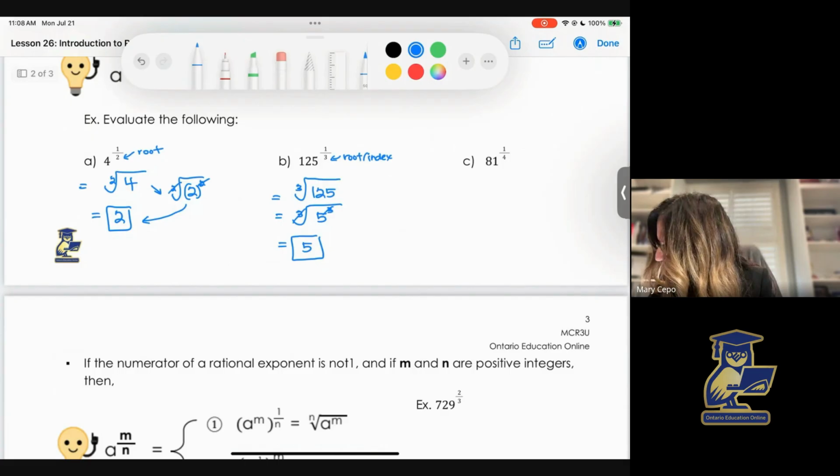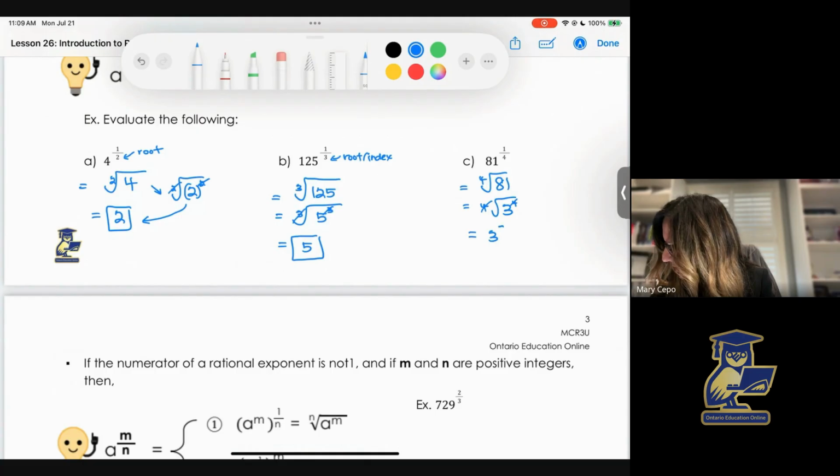Okay, fourth root of 81. What multiplied by itself 4 times gives you 81? That would be 3 to the power of 4. Those cancel out, and you're left with 3.